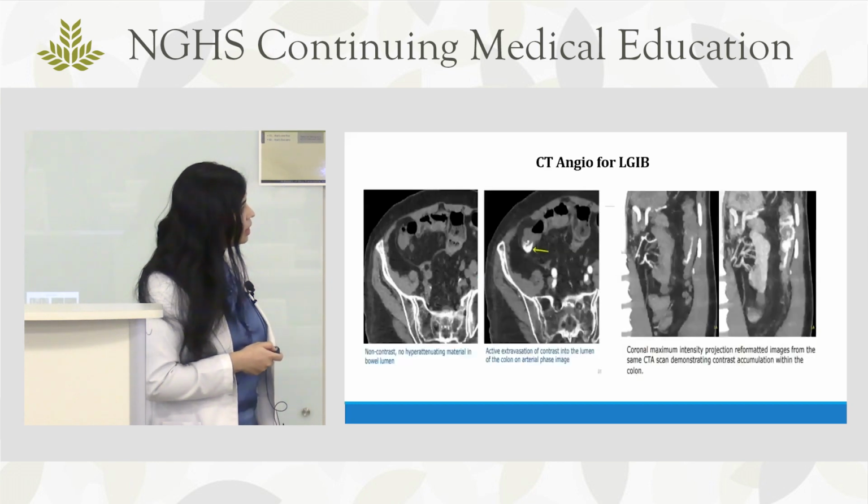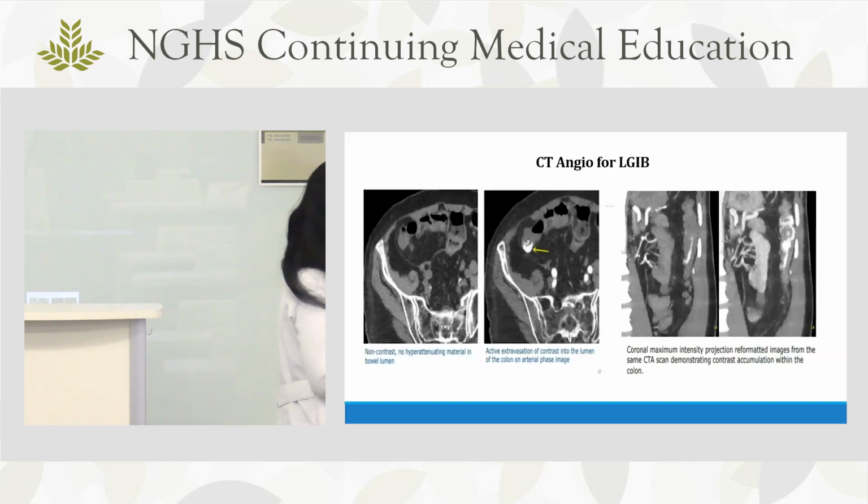So here is some CT angiography that they have seen. This is just a typical non-contrast CT, so likely you're not seeing anything on this. And this is when you give them the dye, and you can see clearly the extravasation of the blood right here. That is actively bleeding. And this is a similar picture demonstrating, in the coronal view, the same as I just mentioned.